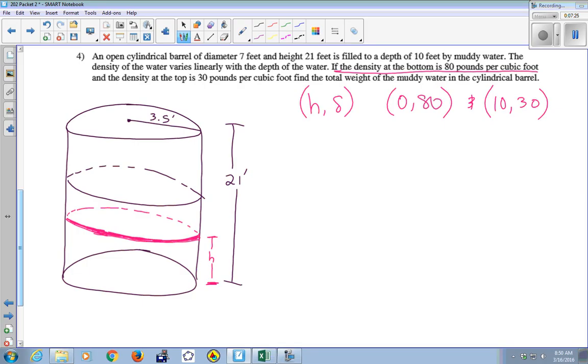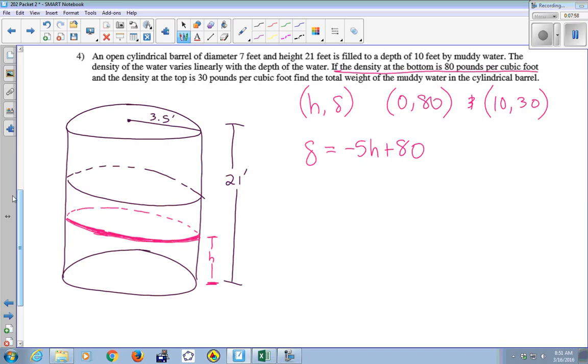How do I know it's a line? It says it varies linearly. Yep. So I could write an equation of a line where I could find my density as a function of my height. Just find the equation of the line through these two points, and you get negative 5h plus 80. I assume we don't have to review how to find the equation of a line. Okay.